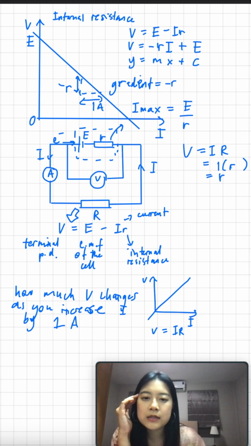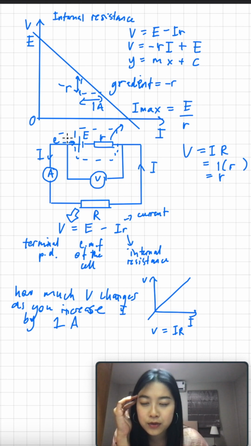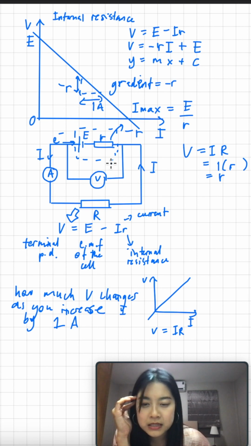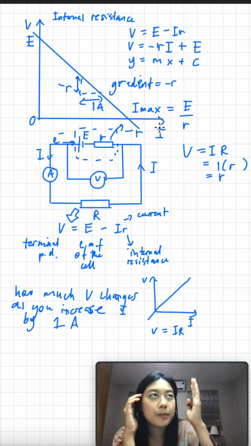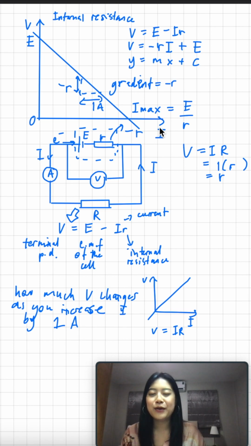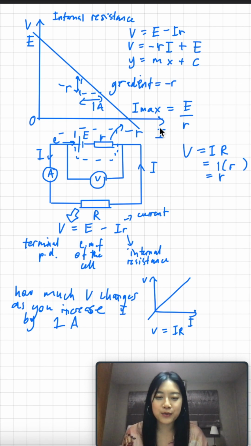So basically what this gradient equal to minus r is saying is that as the current going through this circuit increases by 1, you lose an extra r to this internal resistance as you go around. And so that's why the terminal PD is constantly dropping by r as you increase the current by 1, as you go from left to right in this graph. I hope that made sense, but let me know if you have any questions.